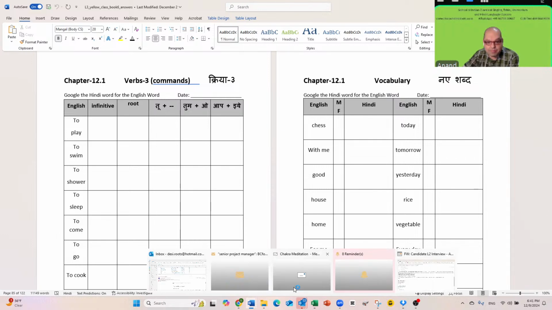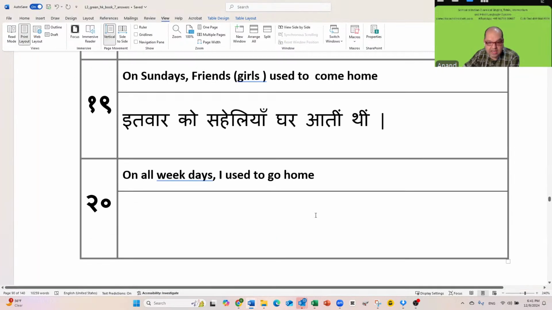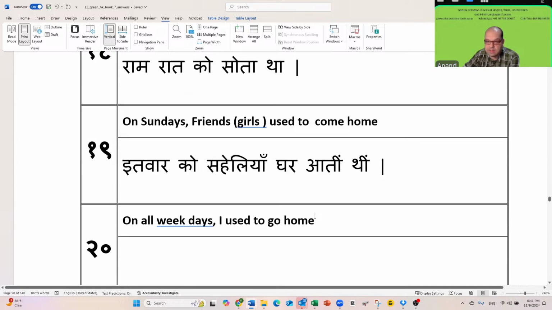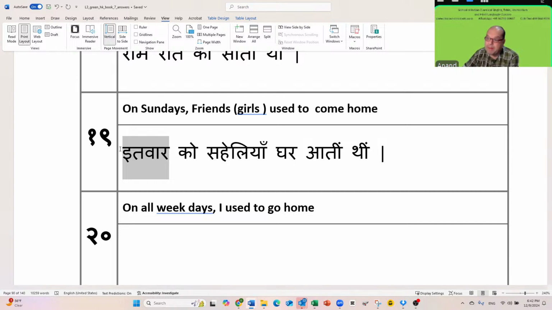Okay, let's come back. Where were we? We were at the green book. Can you all see the green book? Now, basically, we were saying that the Hindi word for Sunday is Ravivar, but the Urdu word is Itwar or Etwar. We will see that people who grew up in a region where there was more influence of Urdu spoke more Urdu words, and people who grew up in more Hindi speaking areas spoke more Hindi words.